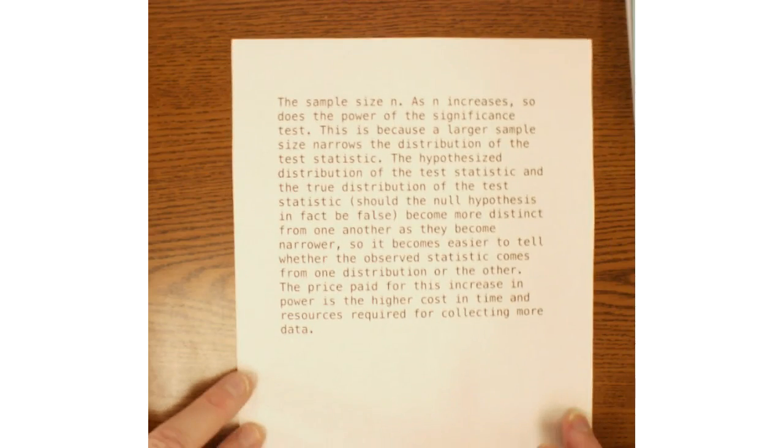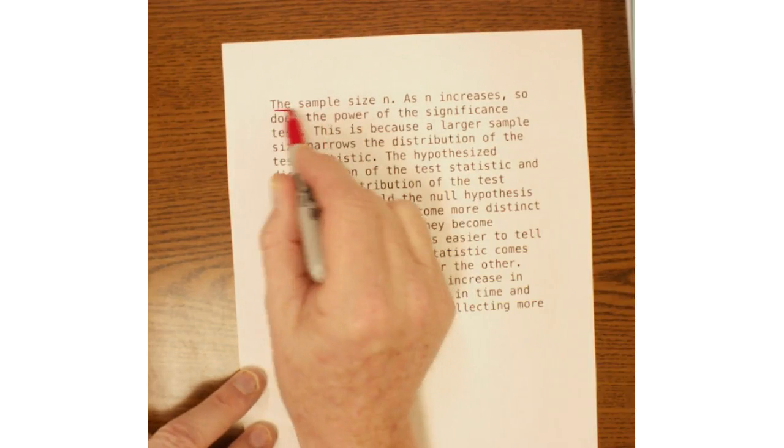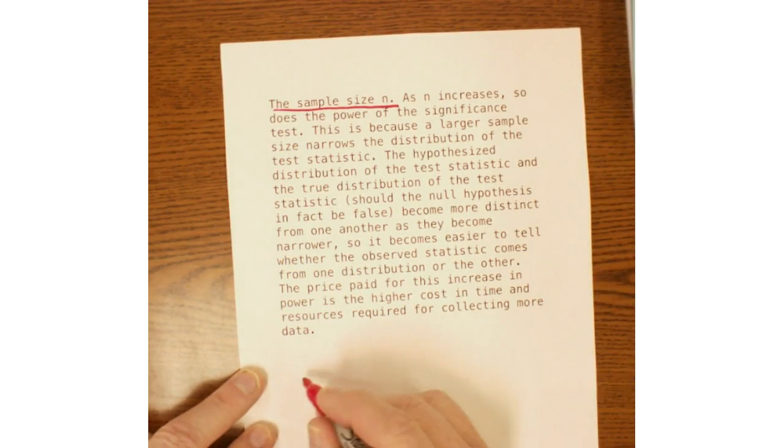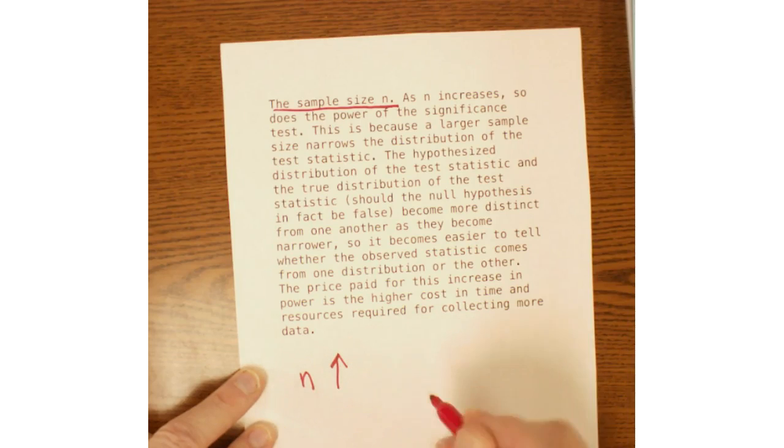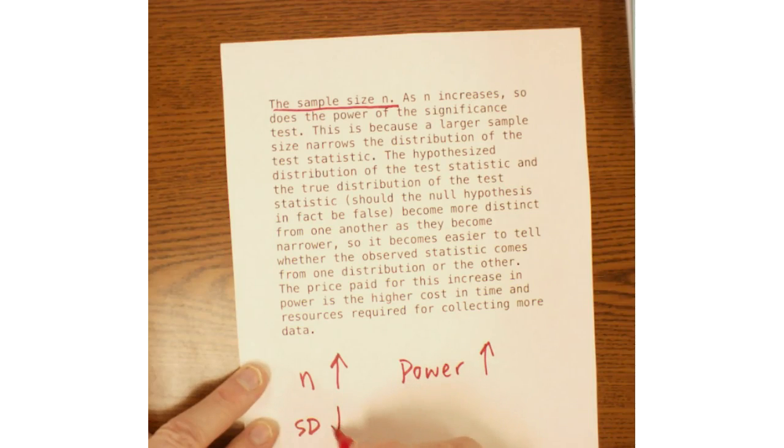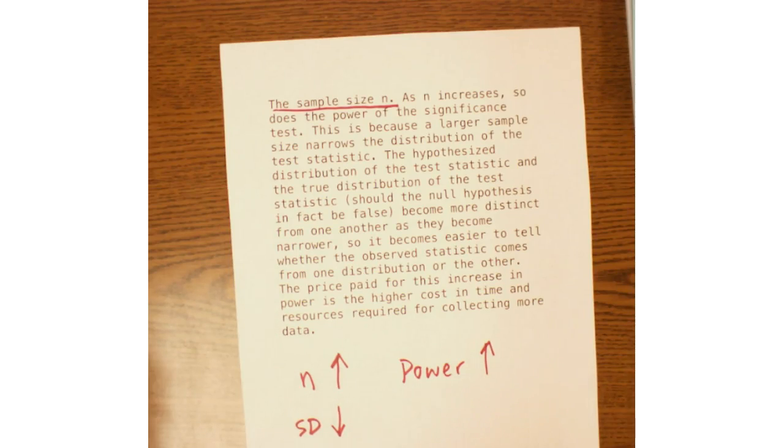Another thing I can control is my sample size. So if my sample size goes up, my power goes up. When my sample size goes up, the standard deviation of my parameter goes down, which makes any difference between the null hypothesis and my p hat, it just makes it easier to detect the differences.